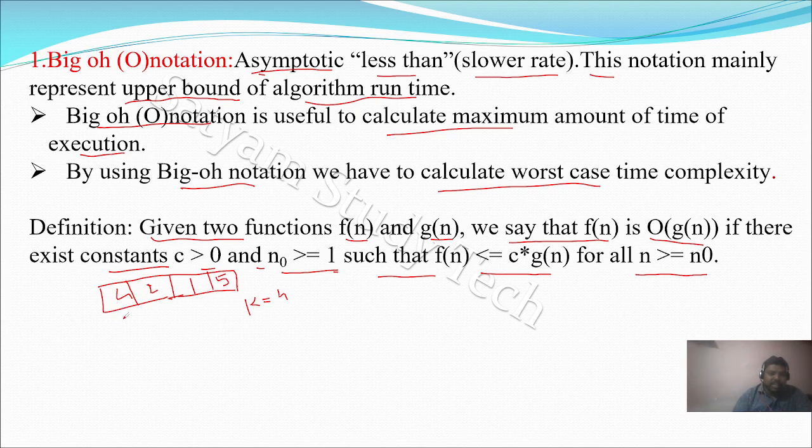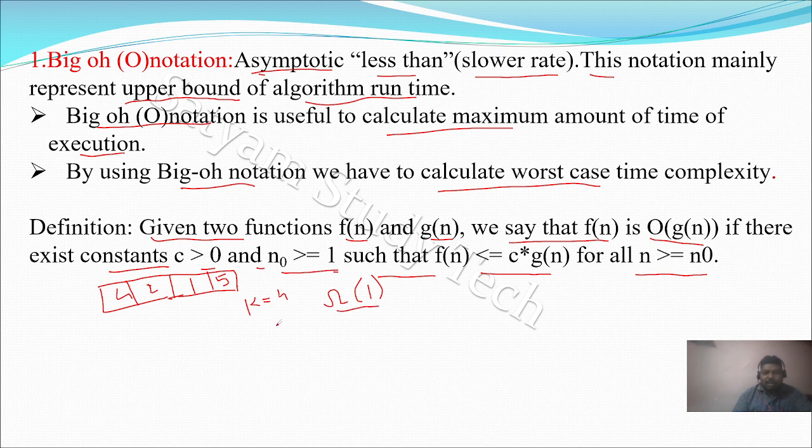For example, you can check the first element of that array, whether it is matching or not. So it is matching, so that is the best case. So the best case time complexity is omega of 1. So here it is represented the best case.